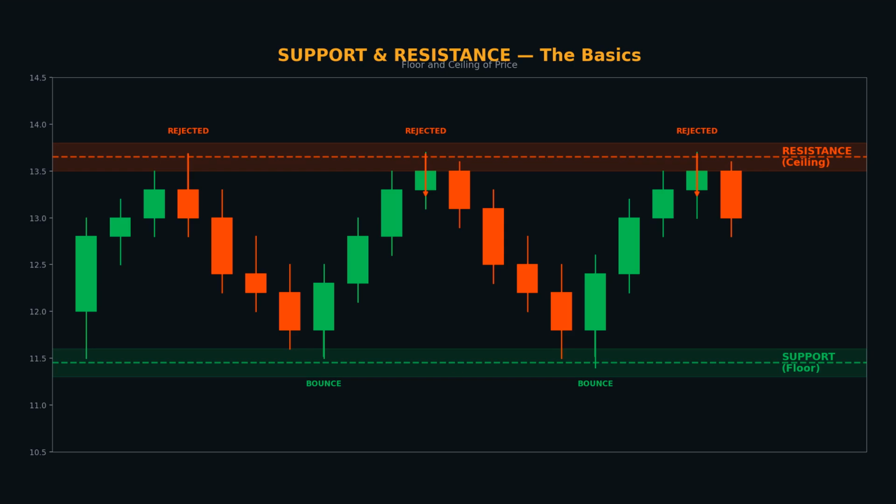Now, why do these levels exist? Because of memory. The market has a memory. Traders remember where they bought and sold. Institutions remember where they placed large orders. And when price comes back to those same levels, the same behavior tends to repeat.